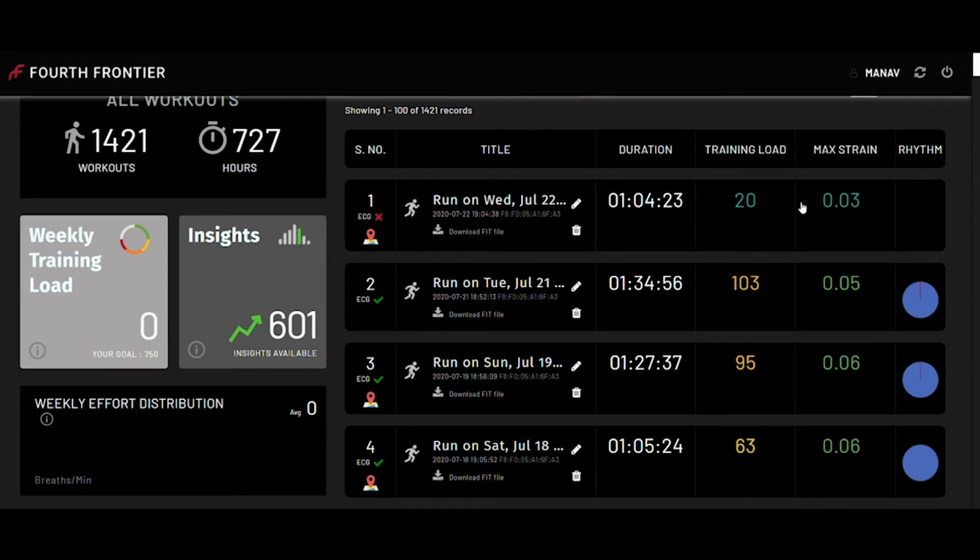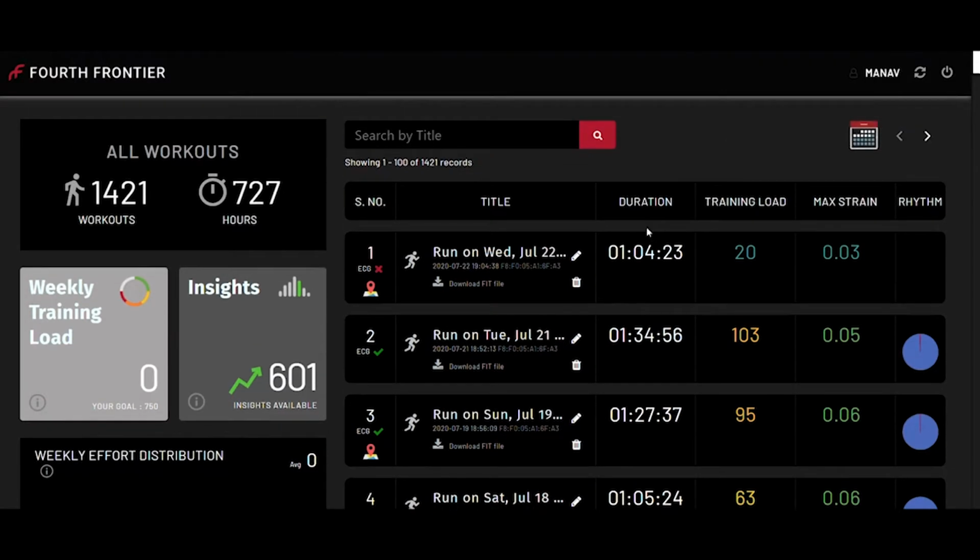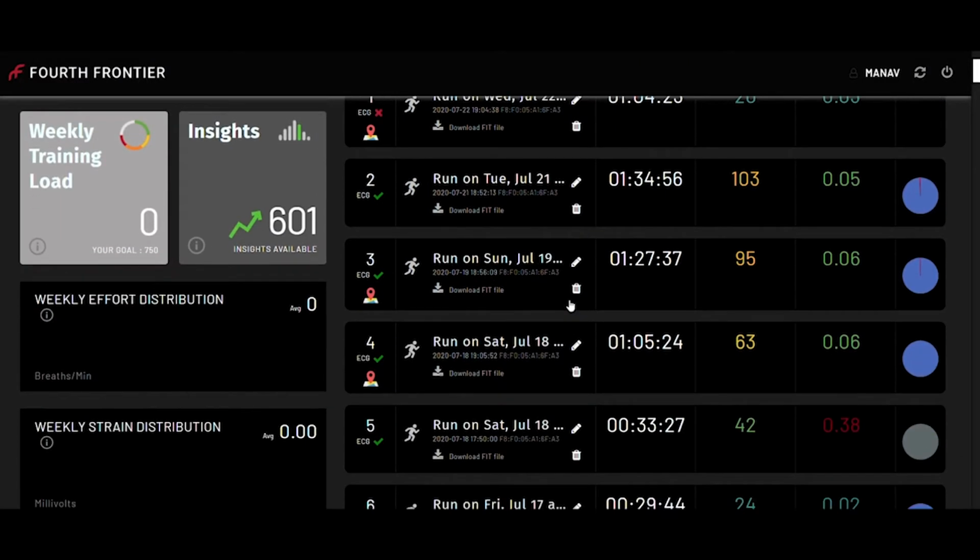So we are going to take a quick look at the kind of data that your Frontier X records. On your web dashboard, you will see the total number of workouts, the total number of hours for which you worked out, and a list of all your recordings. Each recording indicates whether you did the sync data to upload the ECG.